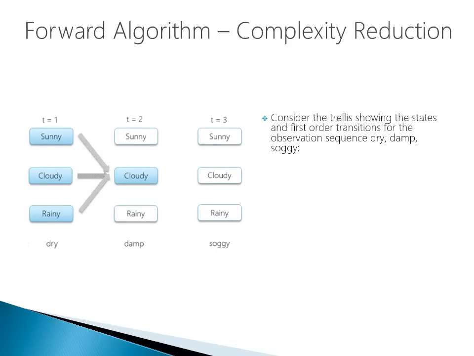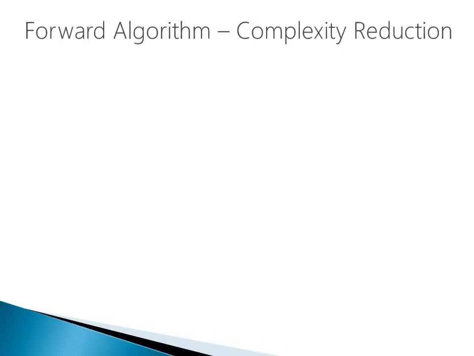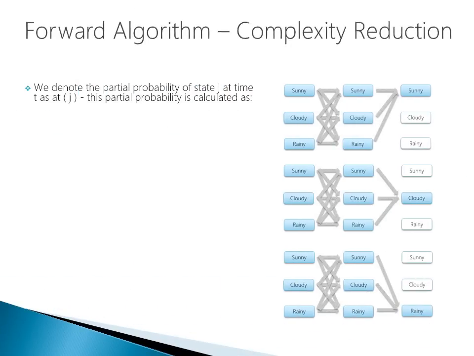Now let's consider the trellis showing the states in first order transitions for the observation sequence dry, damp, and soggy. We can calculate the probability of reaching an intermediate state in the trellis as the sum of all possible paths to that state. For example, the probability of it being cloudy at t equals 2 is calculated from the paths. We denote the partial probability of state j at a time t as alpha_t(j).